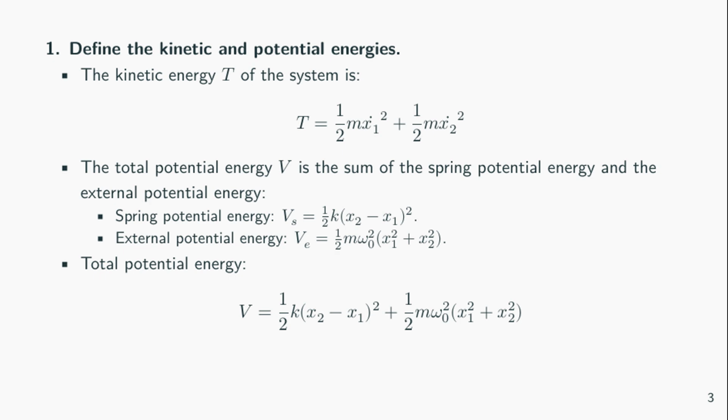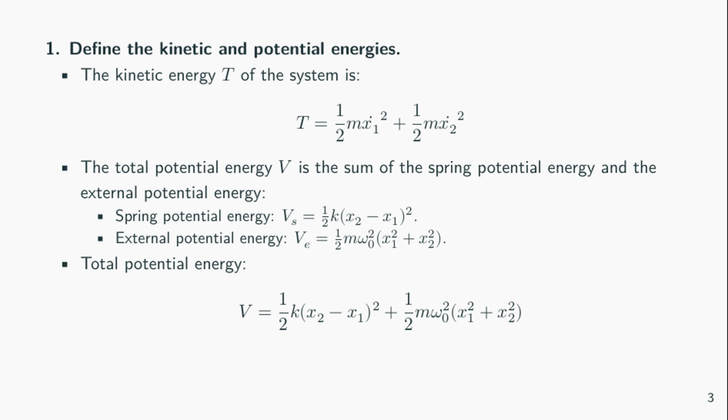Now the total potential energy V is the combination of the energy from the spring and the energy from that external potential. The spring potential energy V sub S is the standard formula 1/2 K times the difference in position squared. So that's 1/2 K times the quantity x2 minus x1 squared.